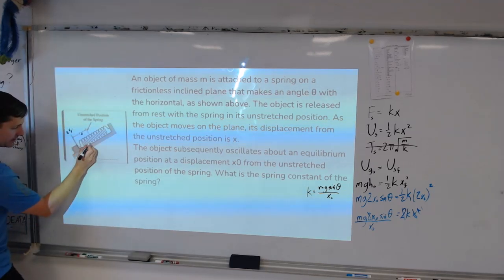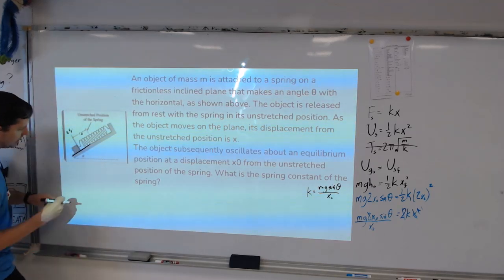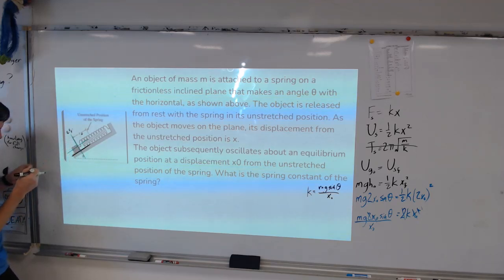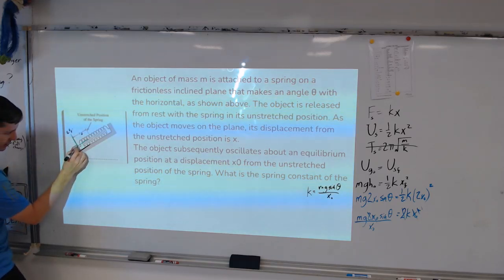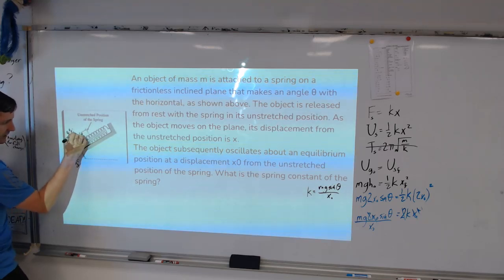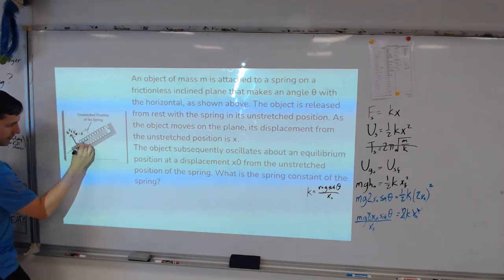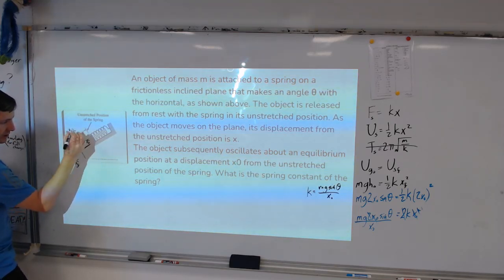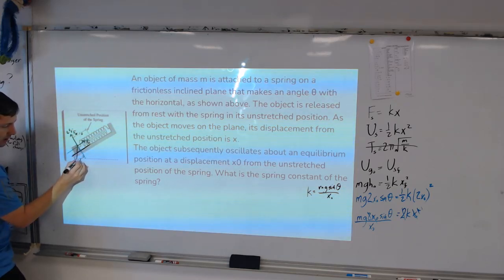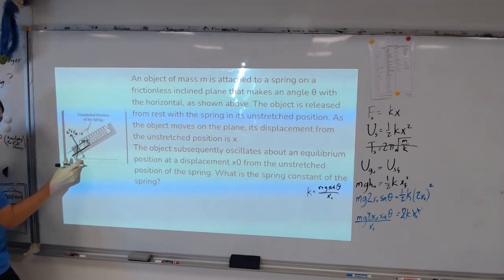We know this is a ramp, so we're going to tilt our axis just like this, okay? We've got the force of gravity, which is down. We've got the normal force, which is up. And then we've got the force of the spring, which is that way. And what we notice is that we have the horizontal force of the spring, and we have the horizontal force of gravity. Those are the only 2 horizontal forces.